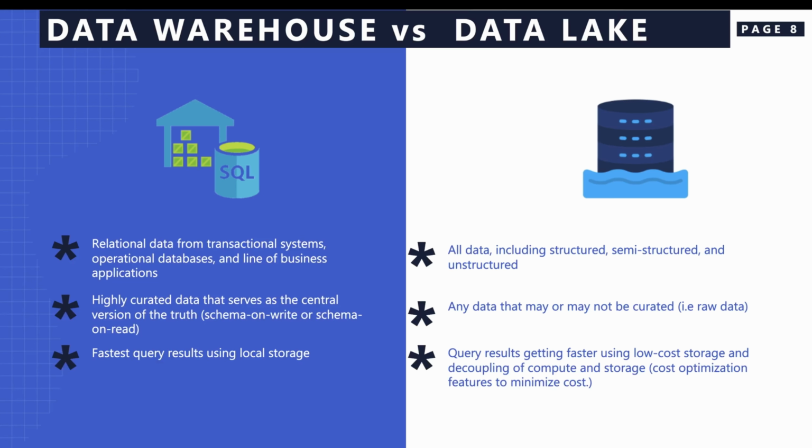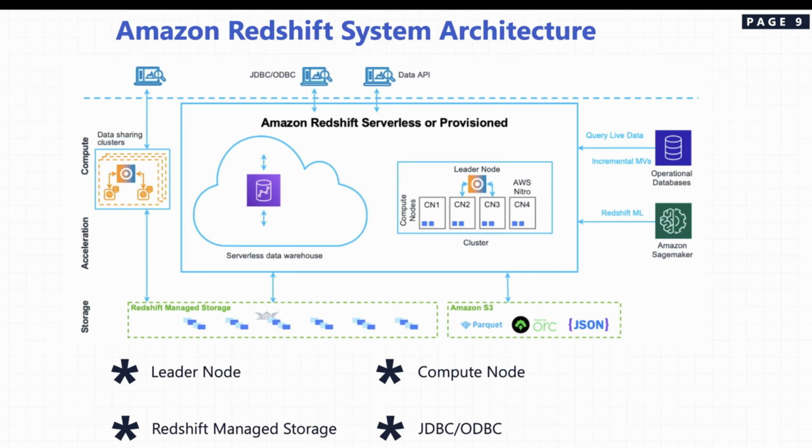So that's all about this video. In the next video we will see the architecture of Amazon Redshift, and also talk about what a leader node and compute node are, what Redshift managed storage is, and what these JDBC, ODBC and all the things shown here are.